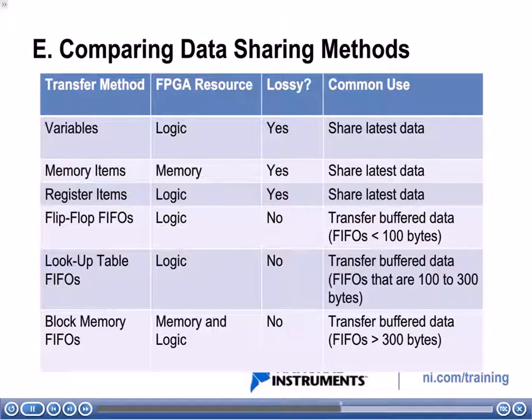So with the FIFOs, remember there's three types of implementations. There's the flip-flop one, the lookup table, or the block memory. And you choose the implementation based on how big your FIFO is. So we see that for FIFOs less than 100 bytes, you want to use flip-flops. From 100 to 300 bytes, you want to use a lookup table. And for FIFOs greater than 300 bytes, you probably want to use a memory implementation.